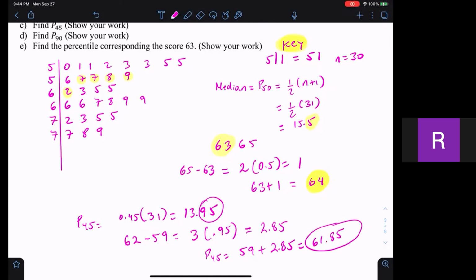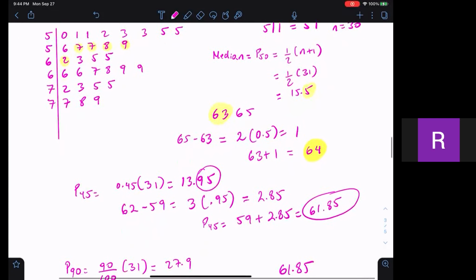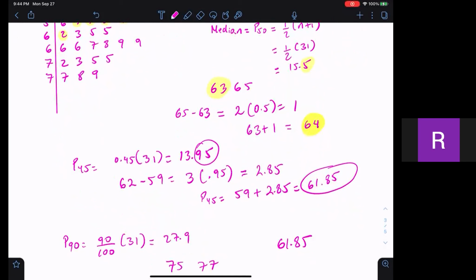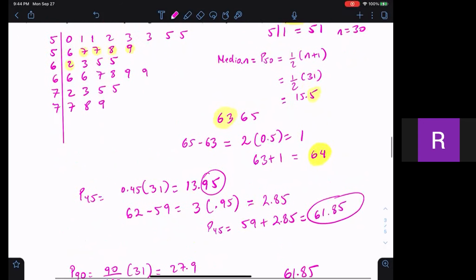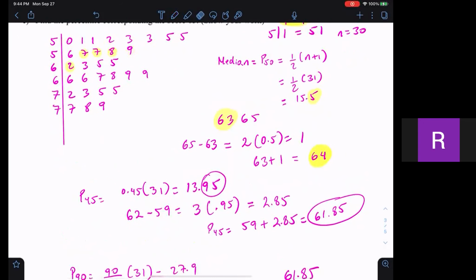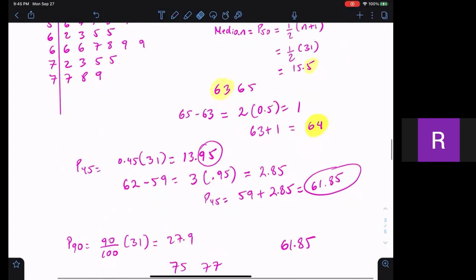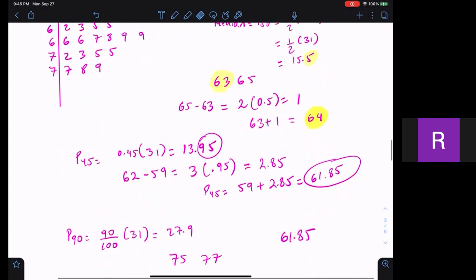Now, if you want to be exact, the 90th percentile is the same story, right? You do P90 times 31, that gives you 27.9. So instead of counting from the beginning, you know that the sample size is 30, so you can count from here: 30, 29, 28, 27. So you should be between 27 and 28.